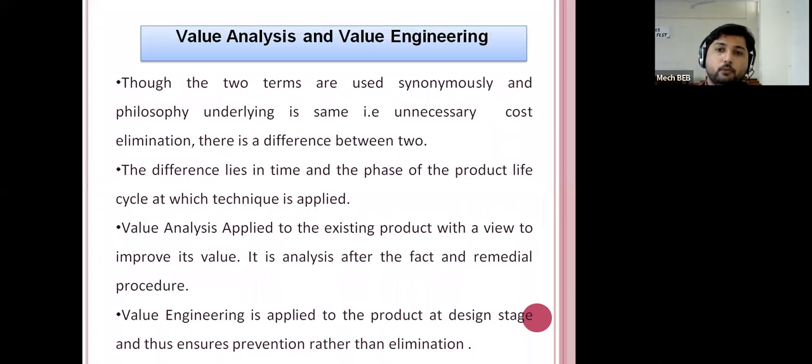So value analysis and value engineering, now these two terms we can see as very much synonymous to each other, but there is a very large difference between these two. That is, value analysis and value engineering. We use value analysis if we are doing value analysis or value engineering of an existing product.